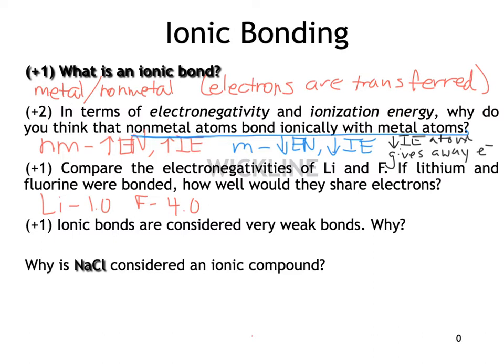So the question continues, if lithium and fluorine were bonded, how well would they share electrons? The answer is not well at all. Since fluorine wants to gain electrons very much and lithium is the opposite, fluorine will end up taking electrons from lithium. And again, that's just because fluorine has a very high electronegativity and a desire to gain electrons, and lithium has a very low electronegativity with a low desire to gain electrons. And so the electrons will be transferred from lithium to fluorine.